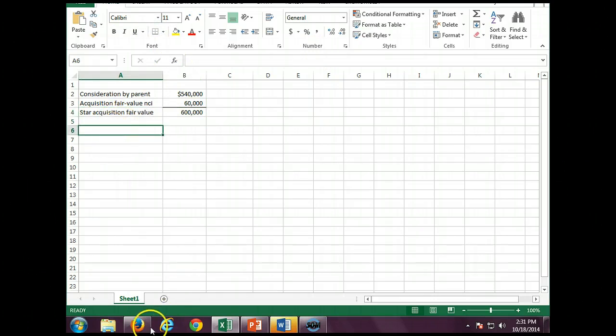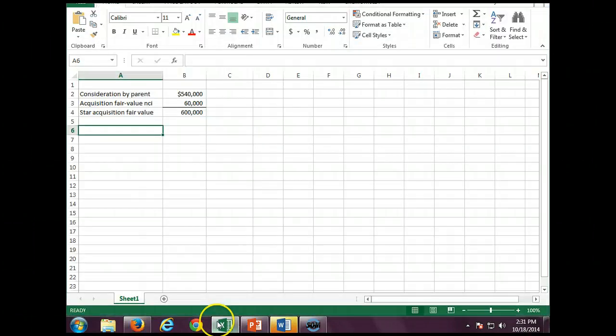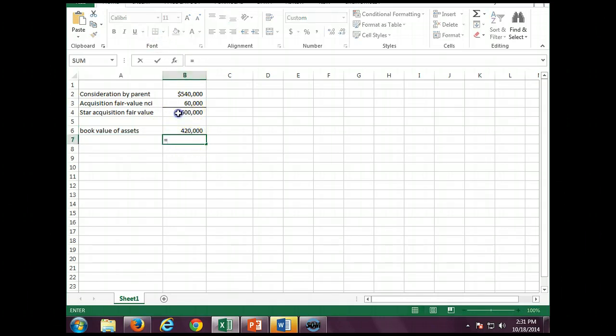Now, it told us what the book value was. $420. Star's net assets had a carrying amount of $420. So the book value of the assets, $420. What does that give us excess? 180.